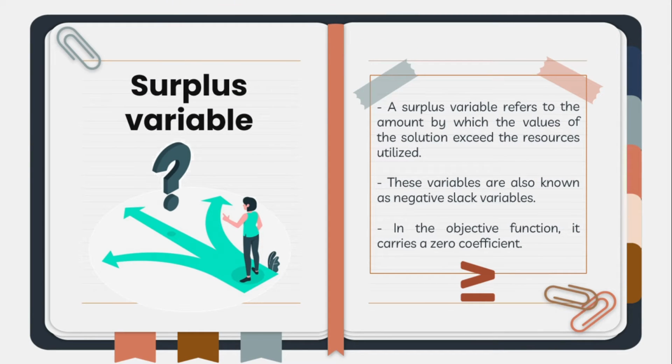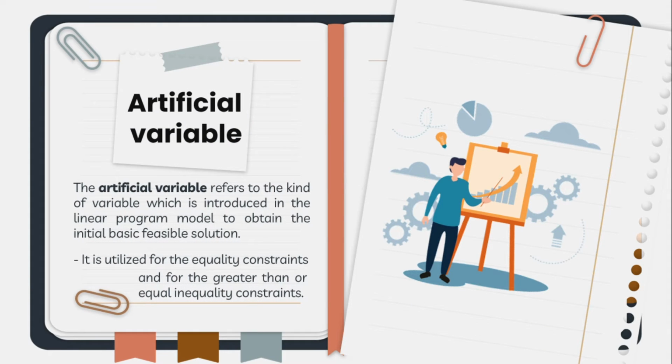Likewise, what is a surplus variable? A surplus variable refers to the amount by which the value of the solution exceeds the resources utilized. These variables are also known as negative slack variables. In the objective function, it carries a 0 coefficient. To obtain the equality constraint, the surplus variable is subtracted from the greater-than-or-equal-to type constraint. The artificial variable refers to the kind of variable which is introduced to the linear programming model to obtain the initial basic feasible solution. It is utilized for the equality constraint and for the greater-than-or-equal inequality constraint.